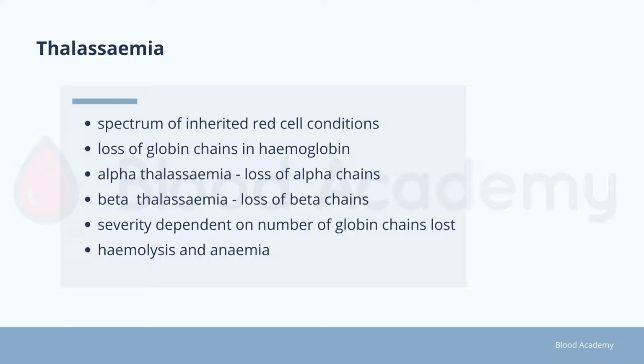Thalassemias are a spectrum of inherited red cell conditions characterized by an inability to produce the globin chains of hemoglobin. Alpha thalassemia refers to an inability to make alpha globin chains. Likewise, beta thalassemia is an inability to produce beta globin chains. The clinical consequences are dependent on the number of globin chains lost. The higher the number, the greater the instability of hemoglobin, resulting in red cell breakdown or hemolysis, and therefore anemia.